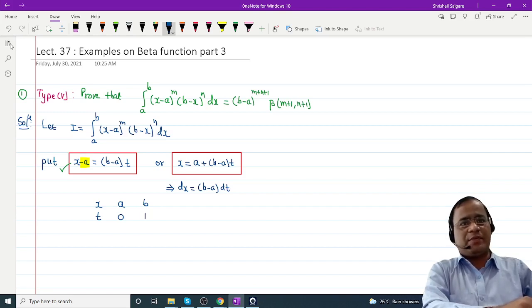So those are the limits for the beta function. Here I will make a table if required. So these are the new limits.